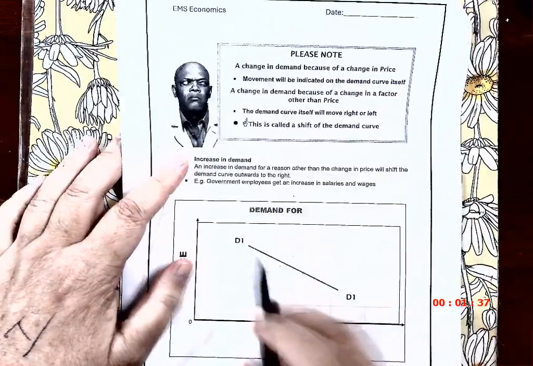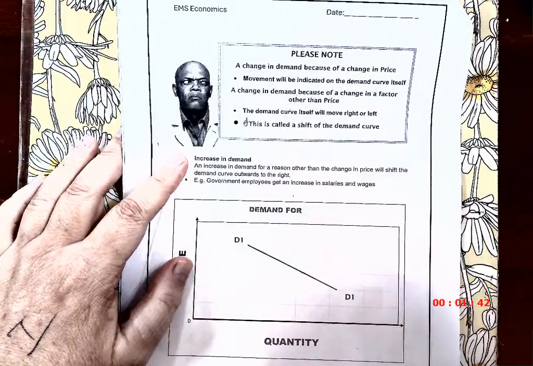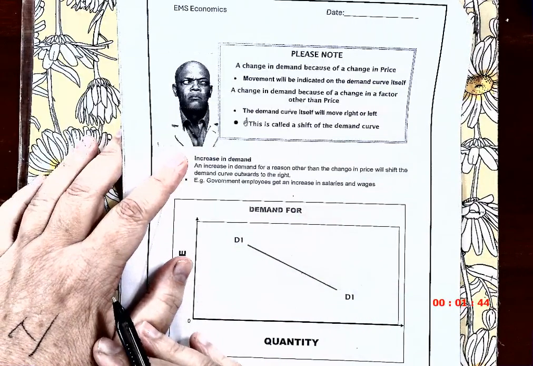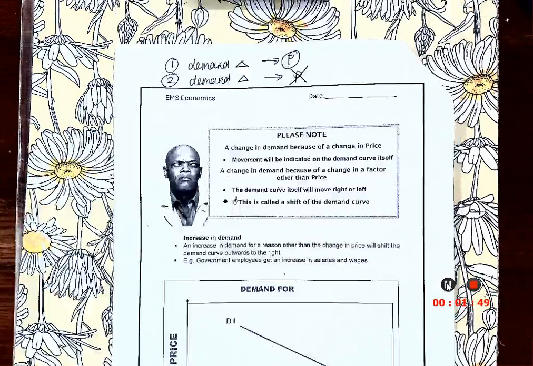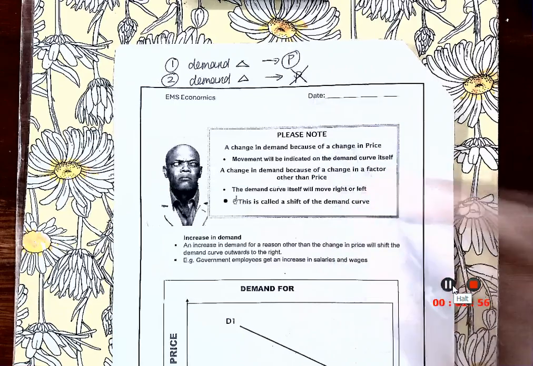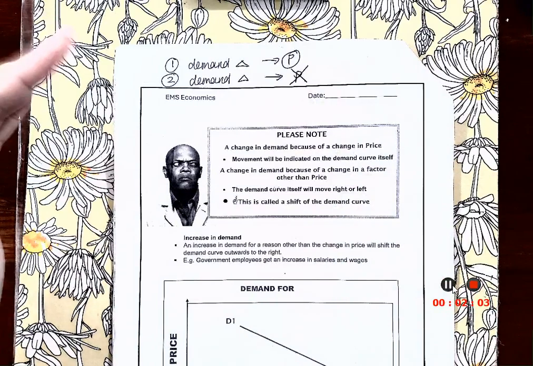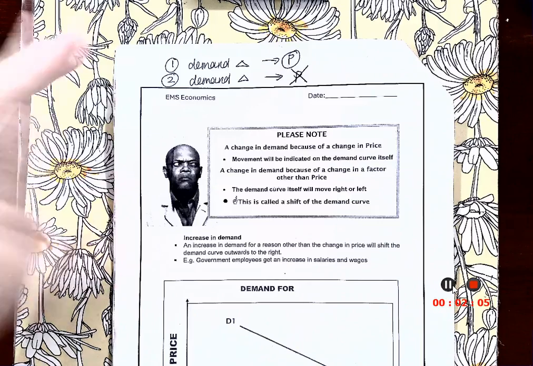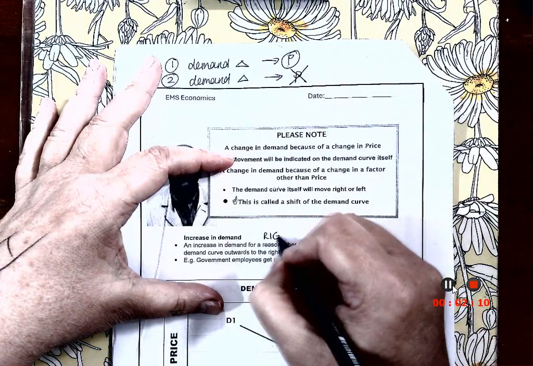There's not going to be movement on the curve. This curve is going to go right or left. So, when we look at the change in demand because of other things than price, the curve itself is going to go right or left. So, if there's an increase, the curve will go right.